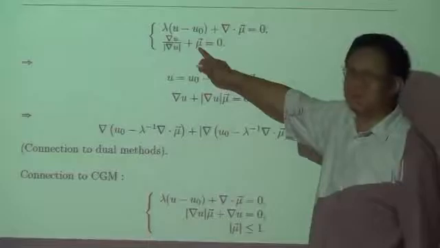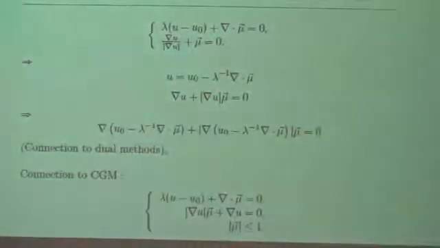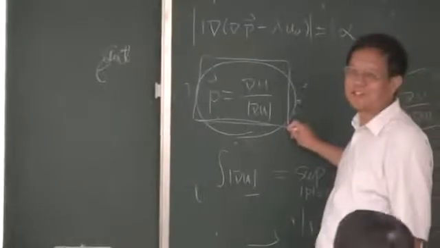And mu is the Split-Bregman P. So the Lagrangian multiplier is the Split-Bregman P.